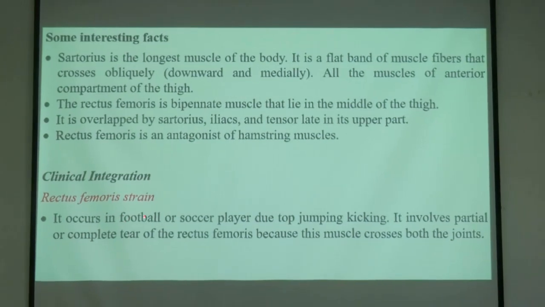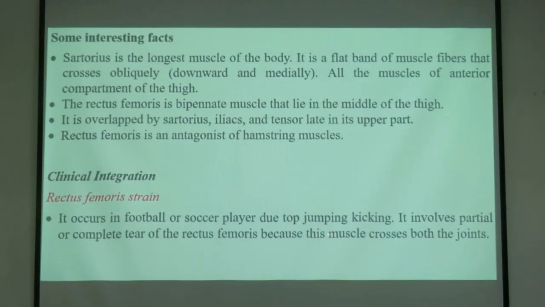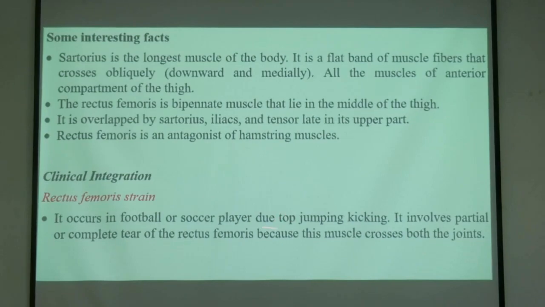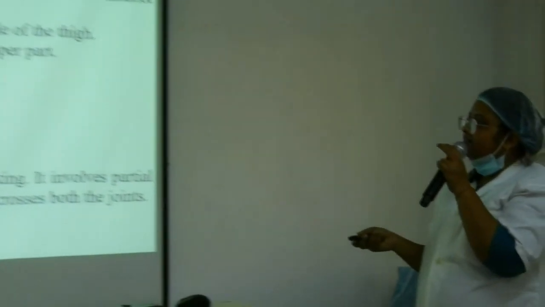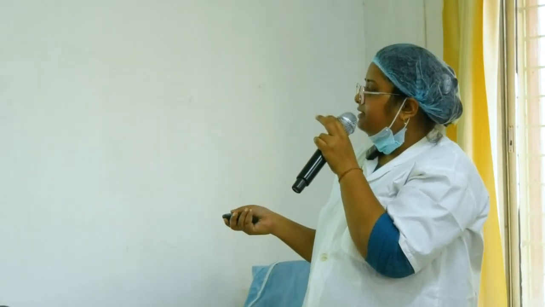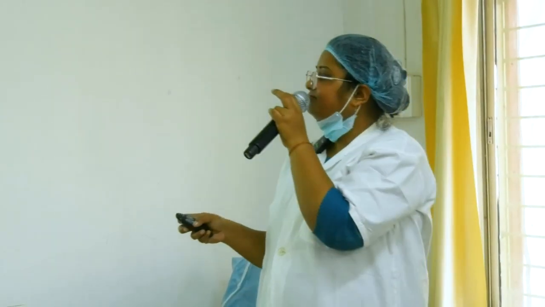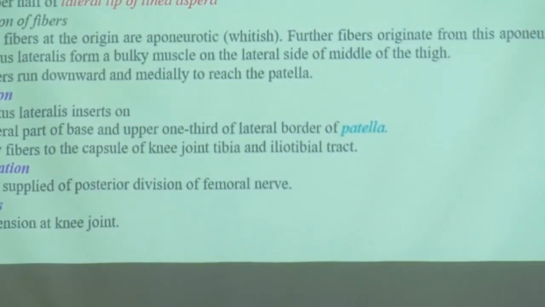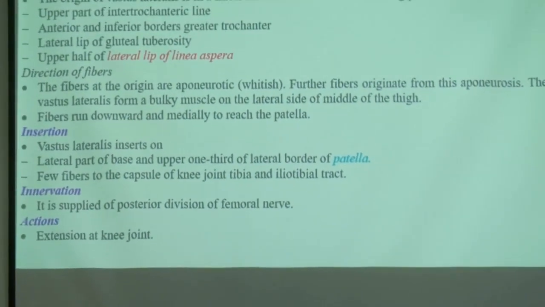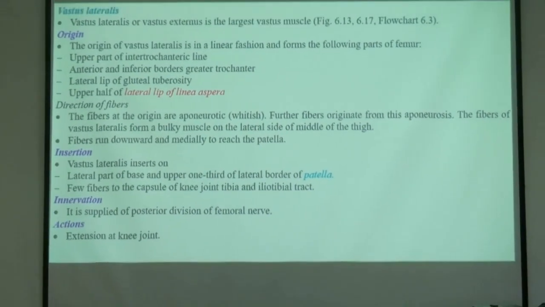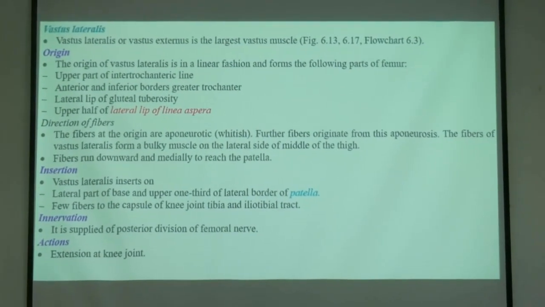And rectus femoris strain occurs in football or soccer players due to jumping, kicking. Okay, it involves partial or complete tear of the rectus femoris because this muscle crosses both the joints. It crosses both the hip joint and also the knee joint. So during forceful kicking in football or soccer players, it can tear.